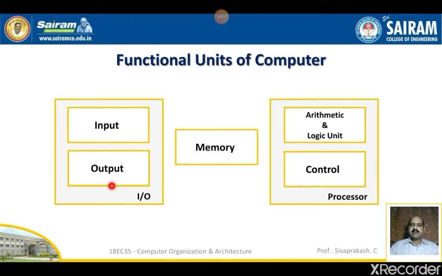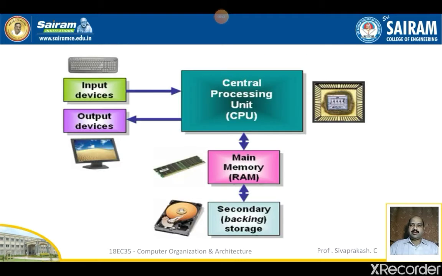A combination of input and output devices is called IO devices. The arithmetic and logic unit and the control unit together are called the processor. Both the IO devices and the processor are associated with the memory. The input device accepts the coded information as a source program, that is, a high level language. This is either stored in the memory or immediately used by the processor to perform the desired operation.